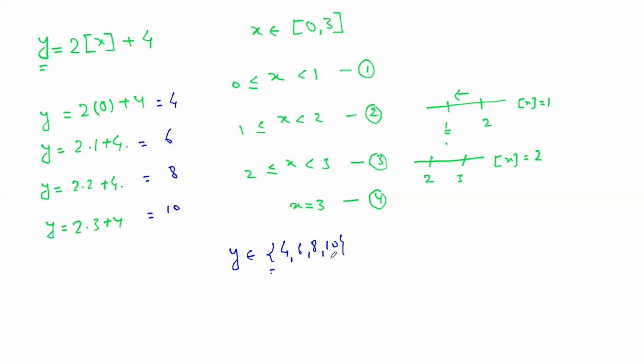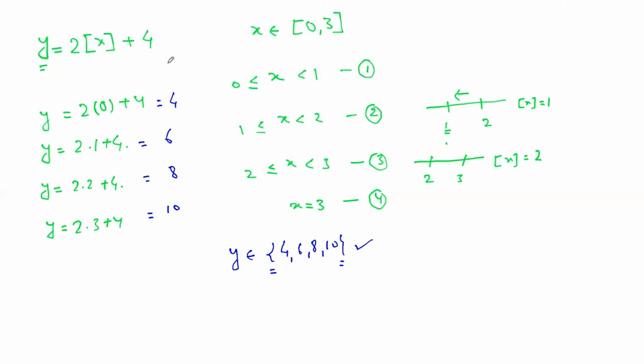See, in this case, I'm using this curly bracket when we have to write only the discrete values like 4, 6, 8, 10. So for discrete values, we have to use the curly bracket. So y belongs to only 4 values: 4, 6, 8, and 10.